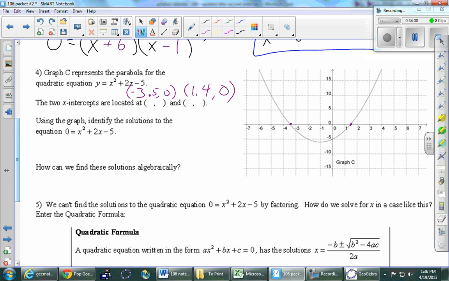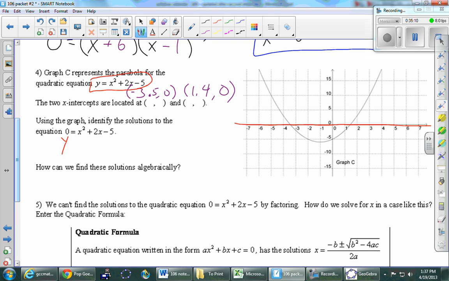This next question says use the graph, identify the solutions to that equation. This is the same game we had before. Instead of a y equals, we now have 0 equals. But it's the same equation as that one right there, just the y has become a 0. So what can I draw here to represent the place where y is equal to 0? Where are all the places where y is equal to 0? Isn't it the x-axis? That's every point in the world where y is equal to 0.